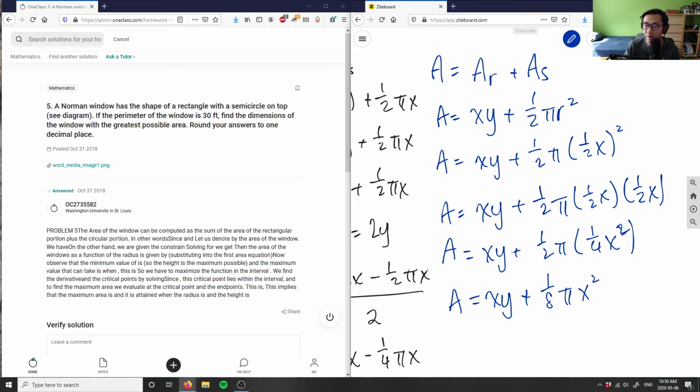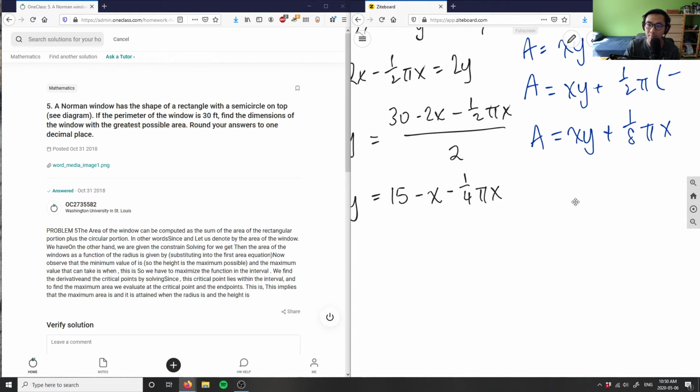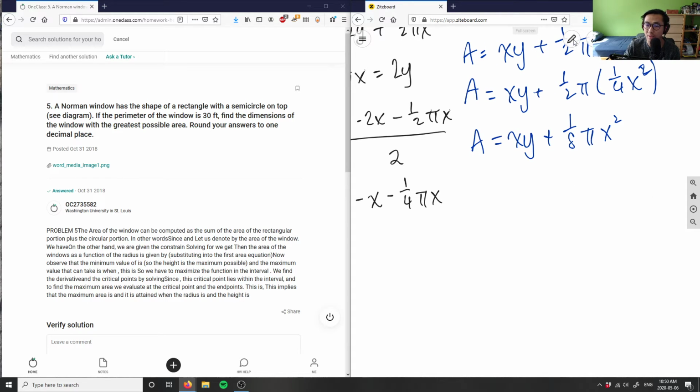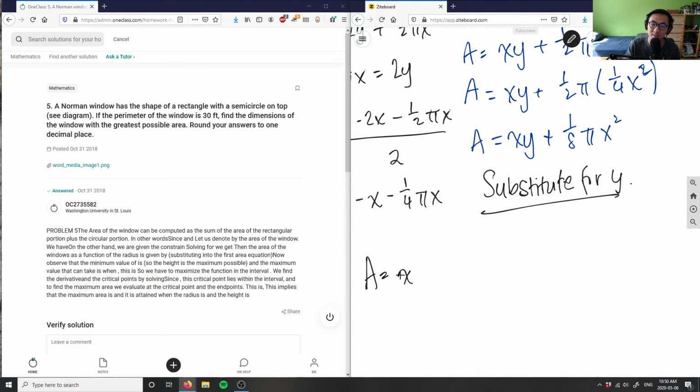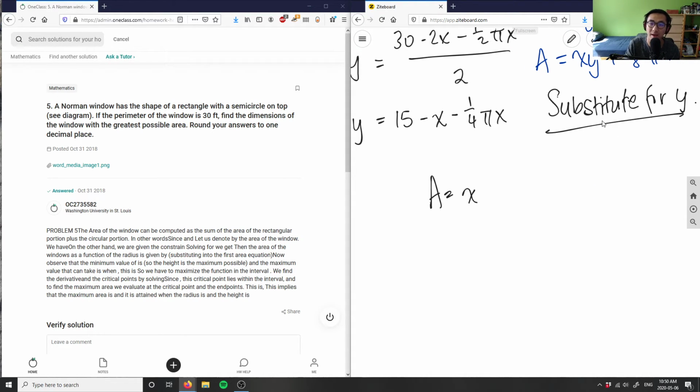As you can see, I have two variables here, so I'm going to do a substitution. I have my y already, so I'm going to substitute my y in for this y, so I have everything in terms of x. So A equals x times y, which is 15 minus x minus 1/4 pi x.